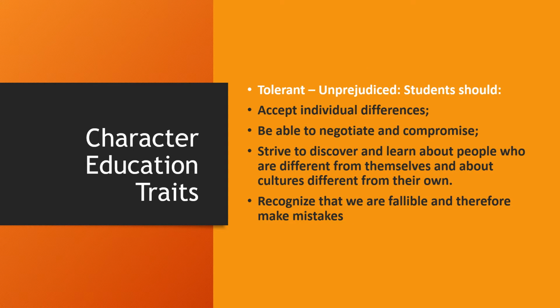Class, our next character education trait that we'll talk about is called tolerant or unprejudiced. Students should accept individual differences, be able to negotiate and compromise. Very important. Strive to discover and learn about people who are different from themselves and about cultures different from their own. Recognize that we are fallible and therefore make mistakes.